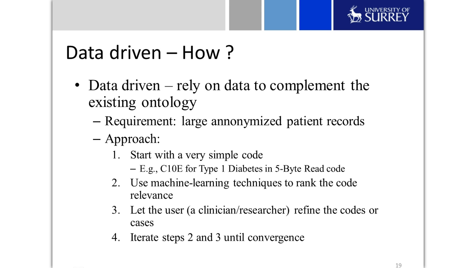If they are happy with the codes, then we will take these codes as they are. Otherwise, the clinicians will refine the codes and then select more instances, more training samples, or different sets of variables, and let the system choose the relevant ones. The process then iterates several times until the clinician is happy with the codes that he has.